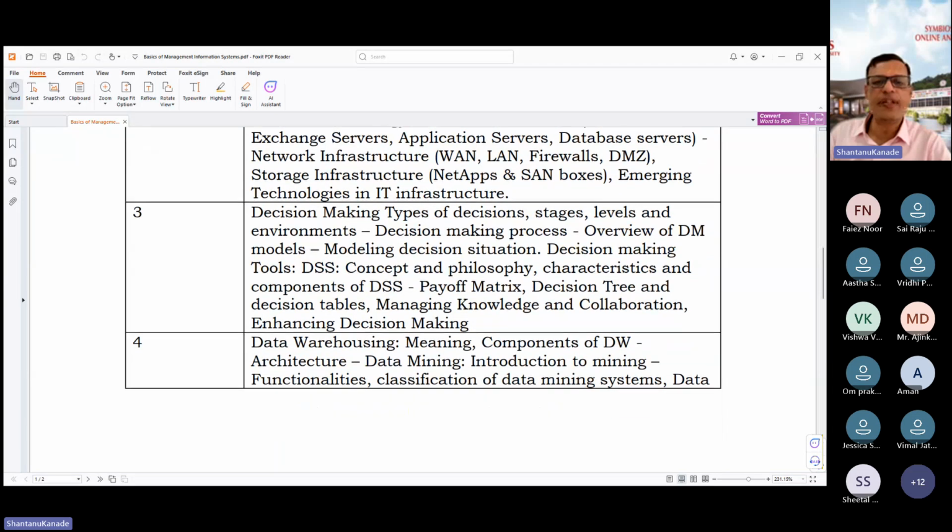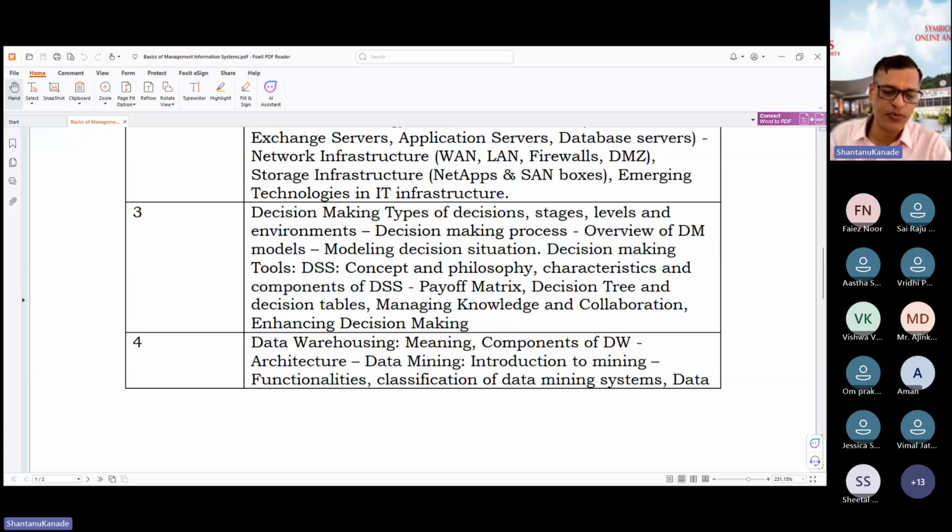The third module deals with decision making. Now, MIS has a few subcomponents. Those include your transaction processing system, your decision support system, your executive support system, in short called ESS. Then there is the expert system.